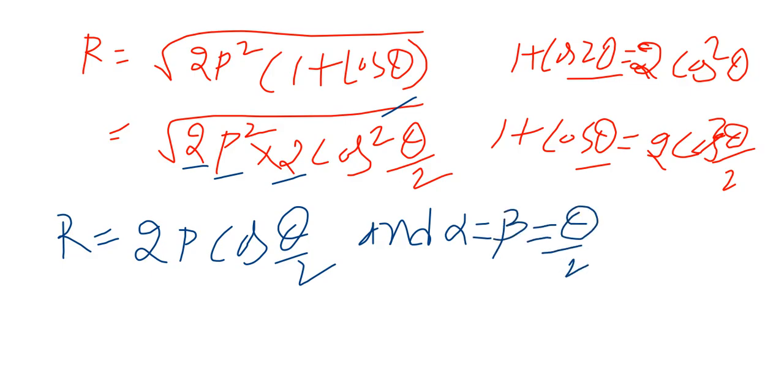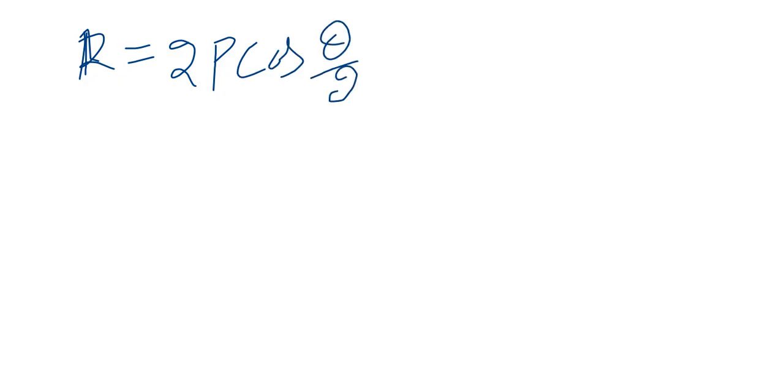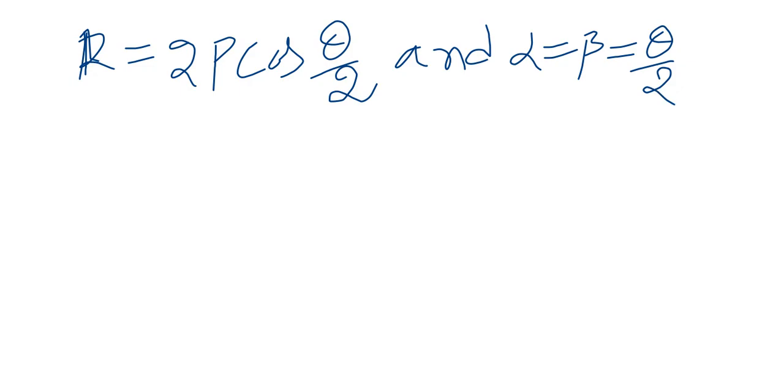So here the condition is P is equal to Q. Then the resultant vector R is 2P cos theta by 2, and alpha is equal to beta is equal to theta by 2. We get these if we do the calculation, but the calculations are not needed for us. Next, R is equal to 2P cos theta by 2 and alpha is equal to beta is equal to theta by 2.